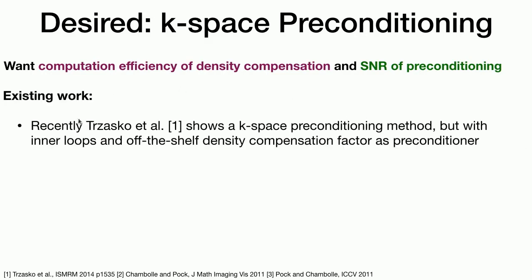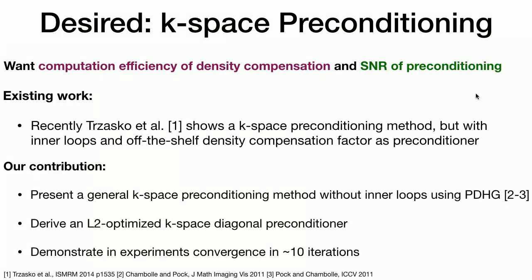And recently, there's a work from Tamir et al. that showed that indeed you can actually do preconditioning in k-space, but there's still some drawback of having inner loops and using off-the-shelf density compensation factors. And so our contribution is to generalize this work and present a more general k-space preconditioning method that does not have inner loops using the primal dual hybrid gradient method. We then go on and derive an explicit L2 optimized k-space diagonal preconditioner to accelerate convergence. And we demonstrate in experiments that we can get convergence for 2D acquisitions in about 10 iterations.